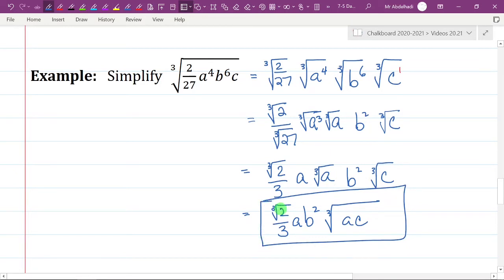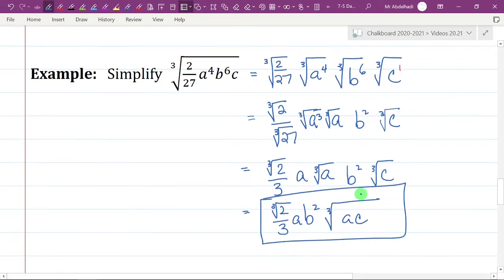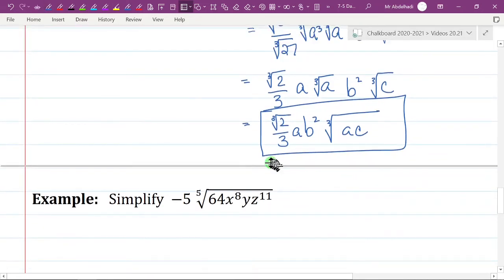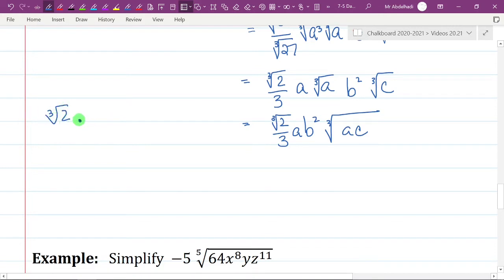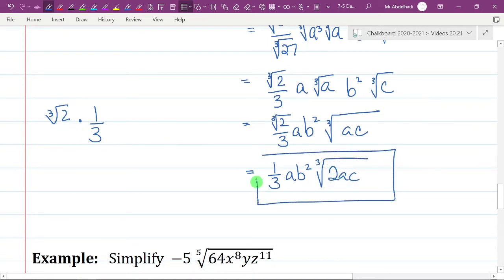If you really want to be a stickler, if you really want to be kind of literal, maybe I shouldn't leave this radical 2 here. In which case I could break it up and write this as the cube root of 2 times 1 over 3, right? That would be the same as that. And if that's the case, then I would have 1/3 ab squared, and I could put the 2 in here, the cube root of 2ac. So I guess that would be the ultimate way to do that, the final way.